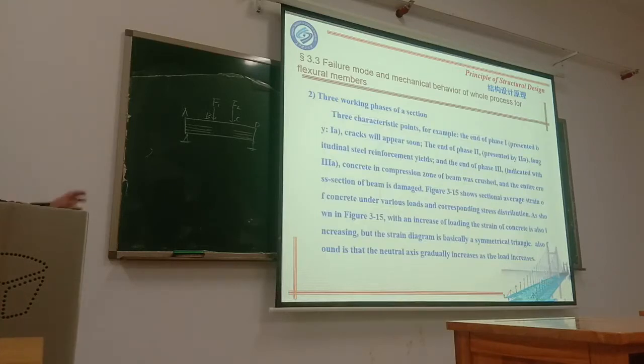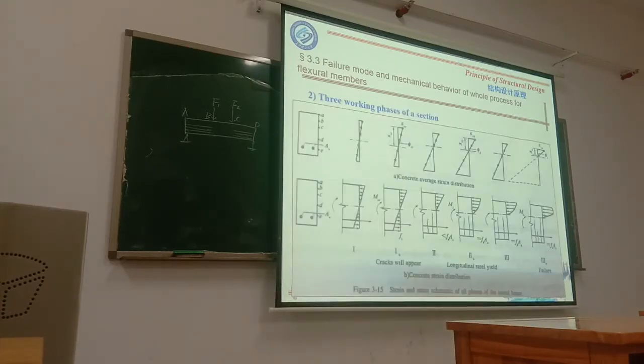So for these 3 stages, this figure describes the distribution of the stress, the compressive stress or tensile stress distribution, on this section. So can you describe the whole process? How did the stress distribution change as the test went on, or with the load increase?